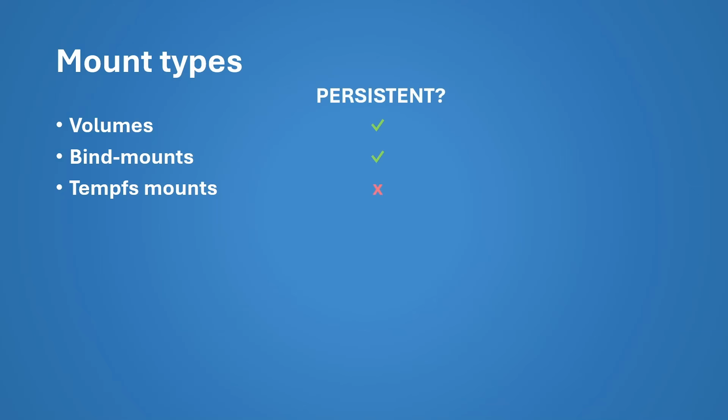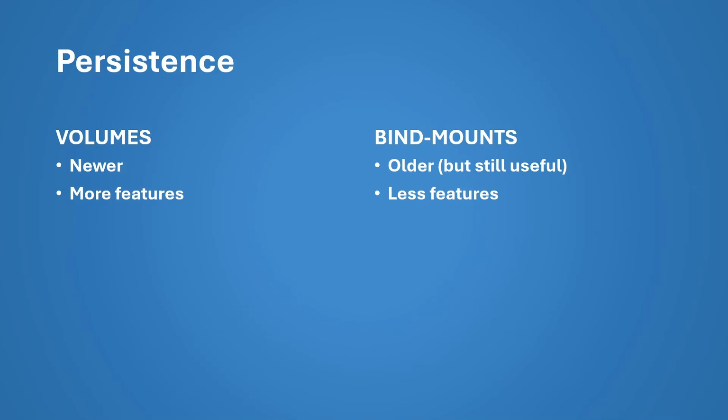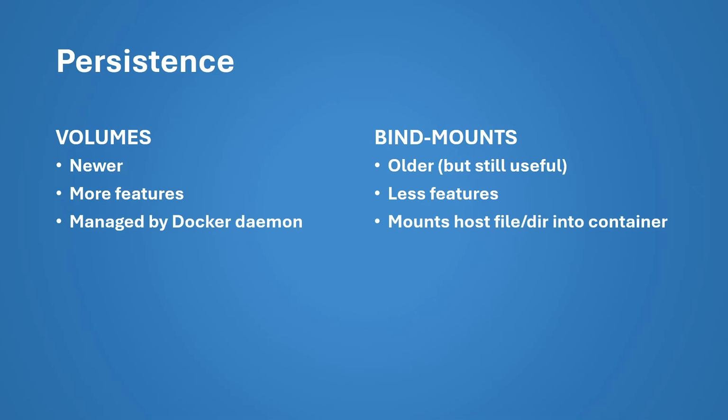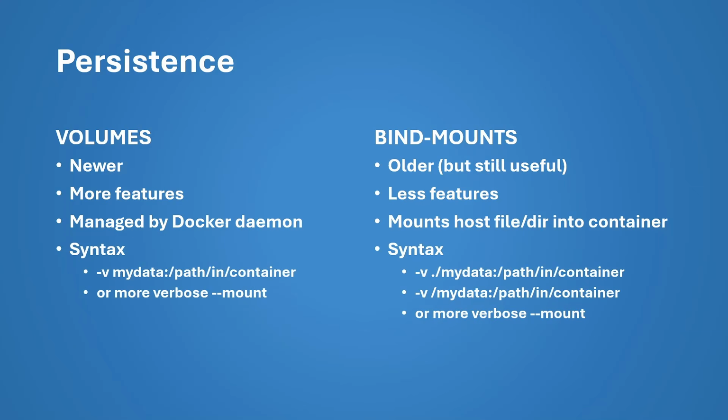Currently in Docker, there are three kinds of mounts: volumes, bind mounts, and tmpfs mounts. Volumes and bind mounts are used for persistence, whereas tmpfs mounts aren't persisted and are beyond the scope of this video. Volumes are newer, more fully featured, and are completely managed by the Docker daemon, whereas bind mounts mount a local file or directory from the host into the container. The syntax of using a volume versus bind mount is nearly identical.